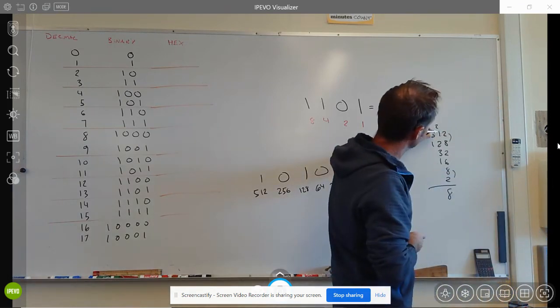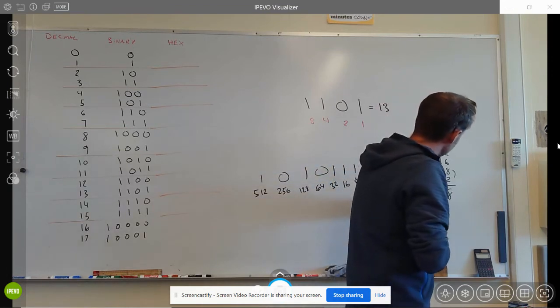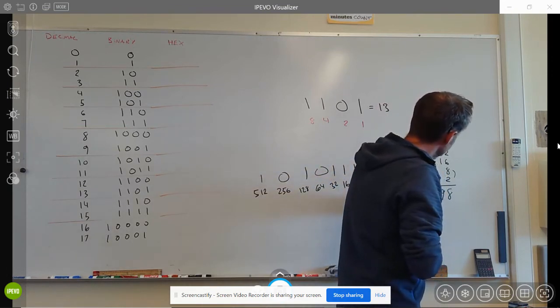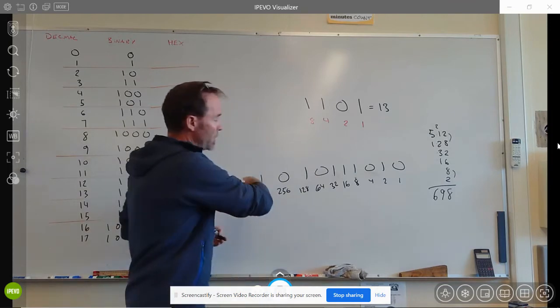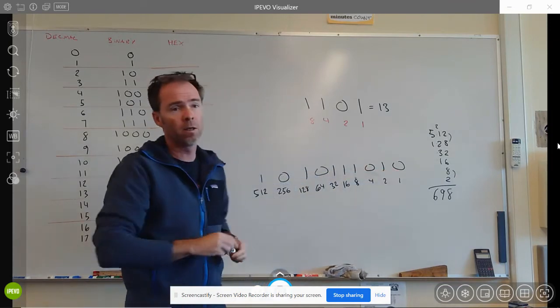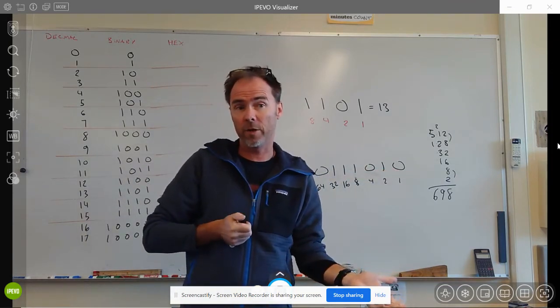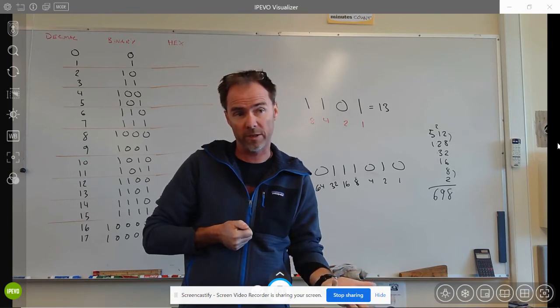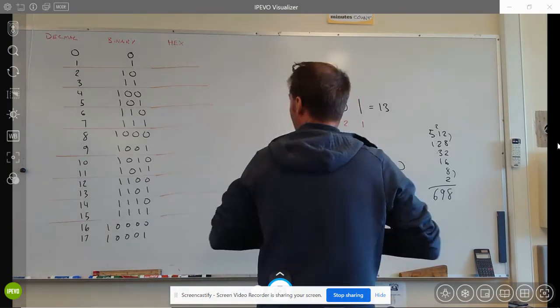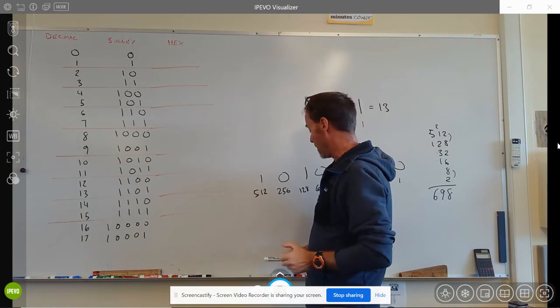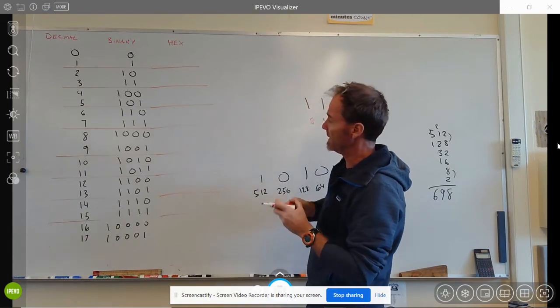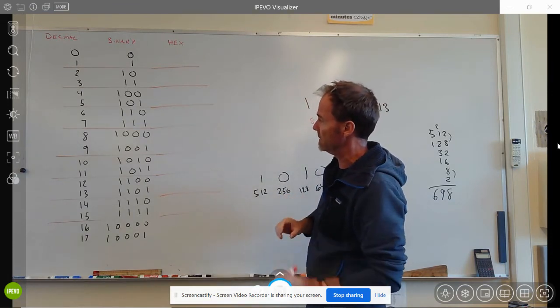I have 2, 3, 4, 5, 8, 9, 5, 6, 698. So this binary number right here would be the same as 698 in our number system. All right, so check it out. Something that's interesting in these guys, okay?